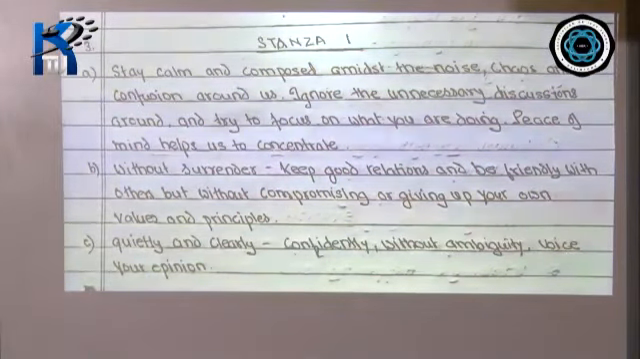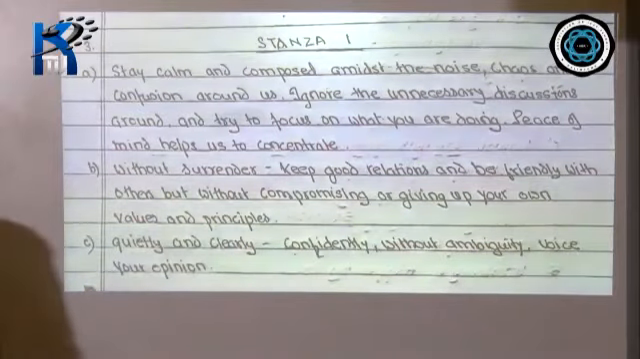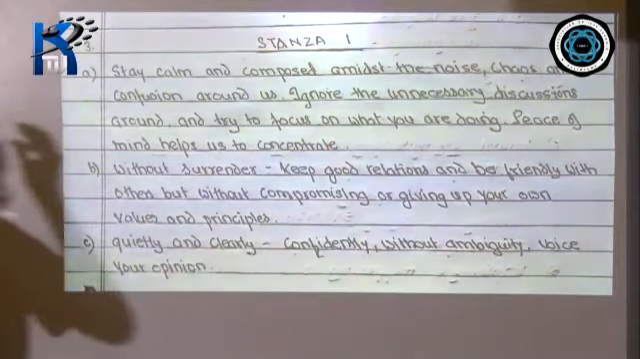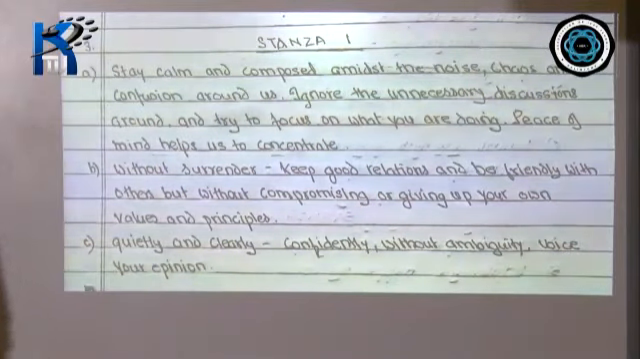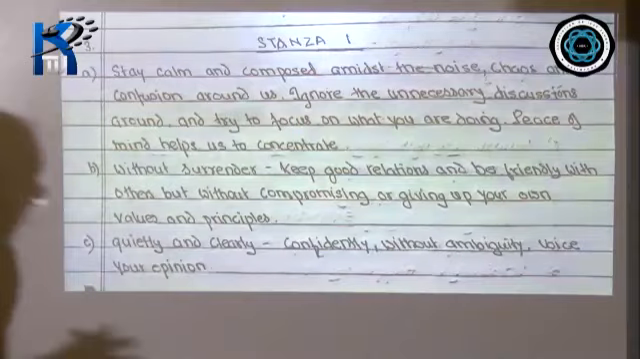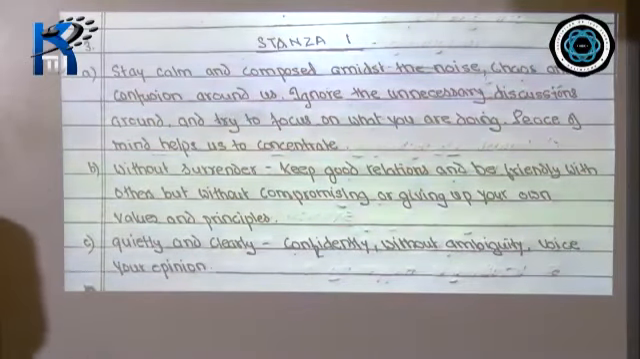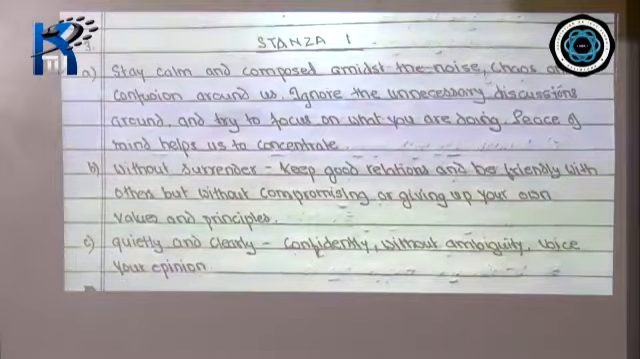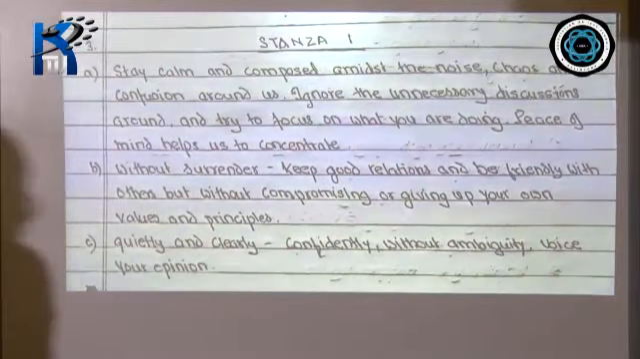So we need to stay away from this noise, confusion, and chaos. We should maintain our peace of mind, and we should silently focus on what we are supposed to do. And with focus and concentration, we will be able to come out successful in what we are trying to do. That was advice number 1.